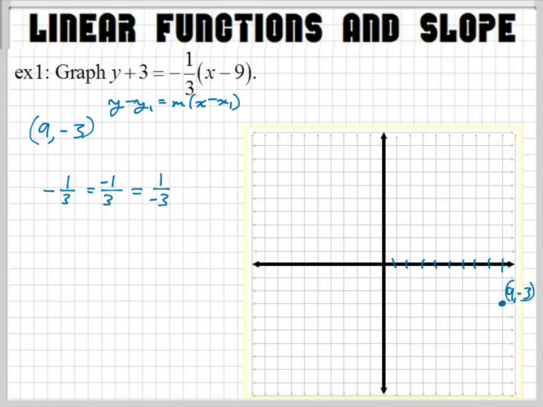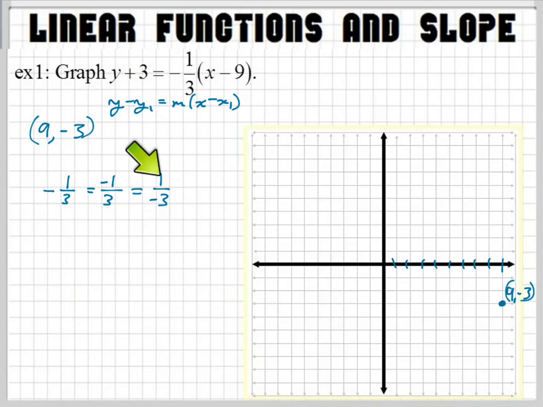If you use rise and run, now, if the rise is -1, where do you go? Up, down, left, or right? You go down. If the run is +3, you go to the right. Now, if I look over here at my point, I go down 1, and then right 3, I go off the graph. Okay, so that's no good. So let's try this one.